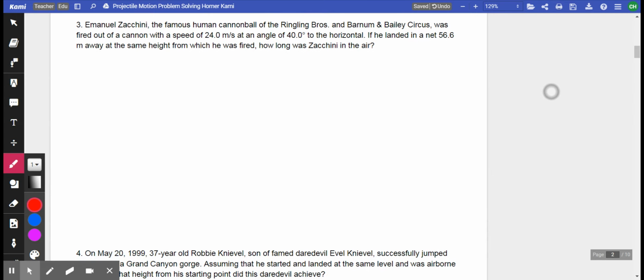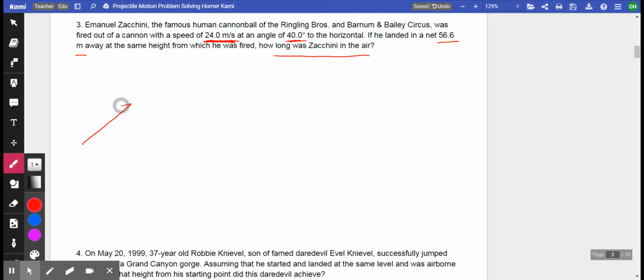Emmanuel Zucchini is the famous human cannonball. He was fired out of a cannon with a speed of 24 meters per second and an angle of 40 degrees. He landed 56.6 meters away, and they want to know how long Zucchini was in the air.